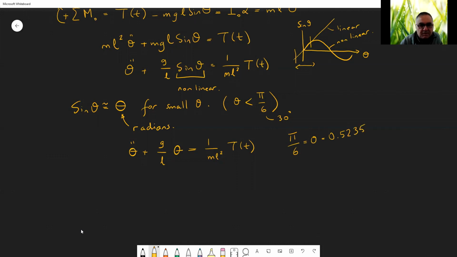235 or something like this. Whereas sine pi over 6 was 0.5. So what is the difference? Not too much. It's like 4% or something. And after that, it grows as you see the difference. So approximately, if you can tolerate 4% error, you can represent a non-linear system with a linear one.